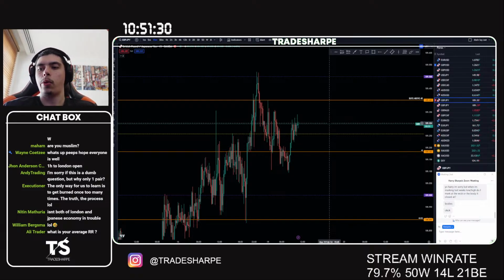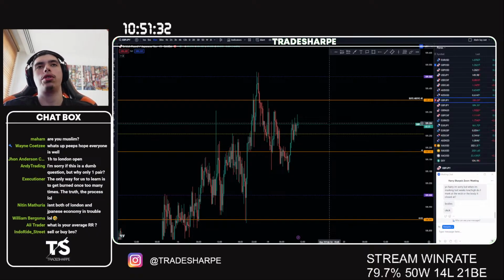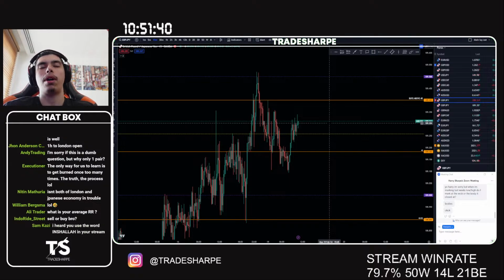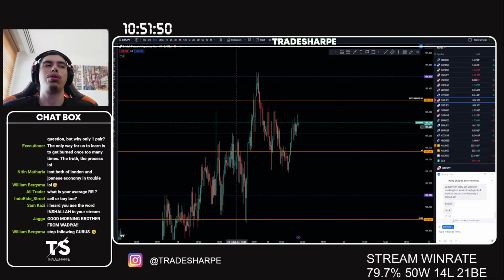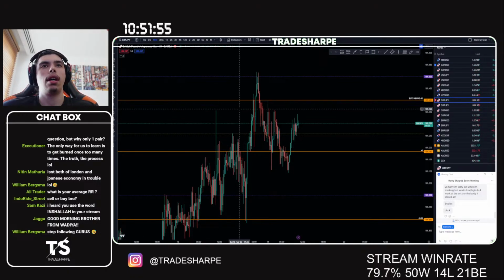I'm sorry if this is a dumb question, but why only one pair? No, it's a good question, man. The reason why is every single pair has its own tendencies and has its own slight characteristics. I want to be able to not master but understand those characteristics to be well positioned in my trading, right? And if I can understand those characteristics, then I'm always going to have a better chance at closing at the correct spot, taking the correct profit, etc., right?